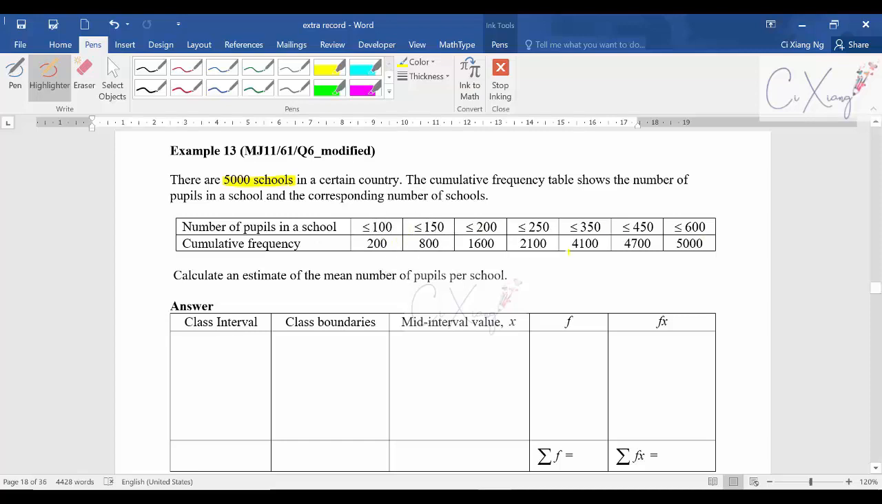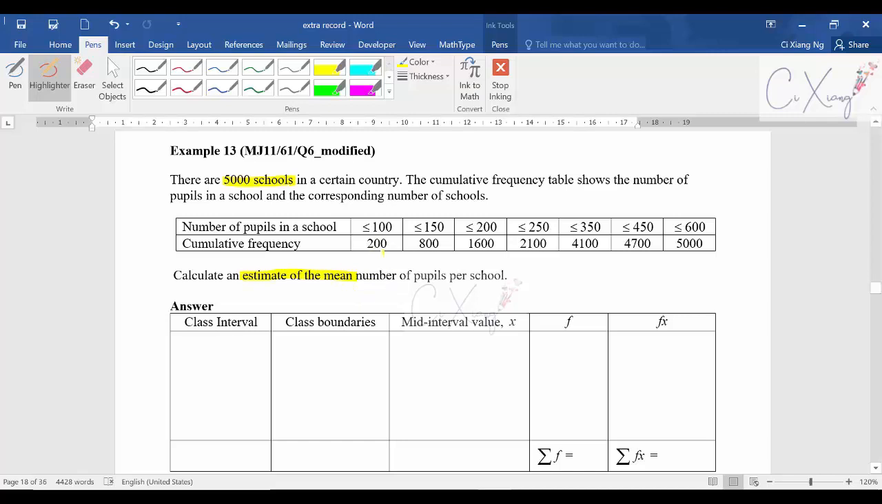The values are exactly the same. Right, so we'll discuss the difference between example 12 and 13 later, after we complete discussing this one. Okay, all right, so if you look at the cumulative frequency table here, generally to calculate the mean, you can see here they want you to calculate an estimate of the mean number of pupils per school. Okay, so how can we start?